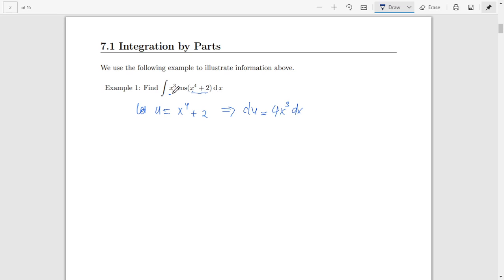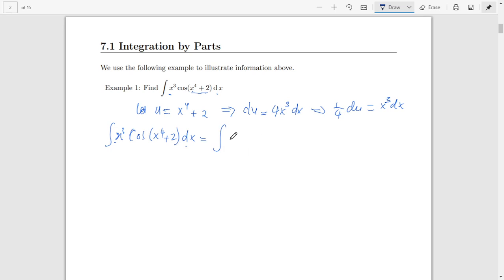However, in my original function, I only have x cubed dx. So if I divide both of these by 4, I get that my 1 over 4 du is equal to x cubed dx. So with this, I can now make the substitution. My integral is x cubed cosine of x to the power of 4 plus 2 dx. My x cubed dx is du, or is 1 over 4 du.